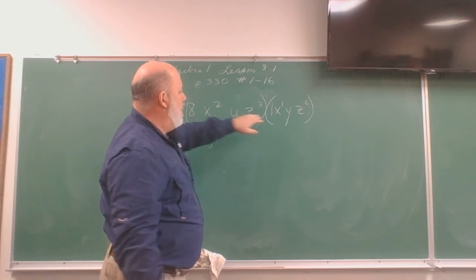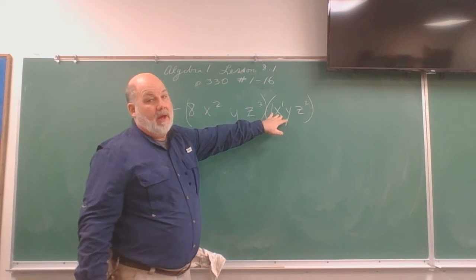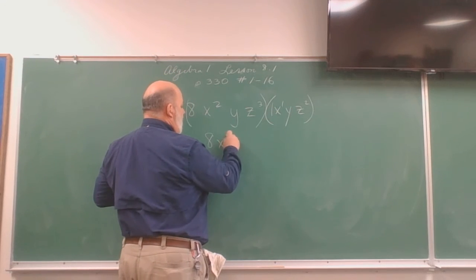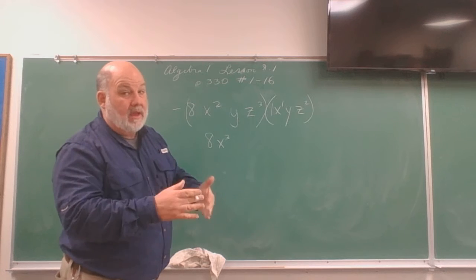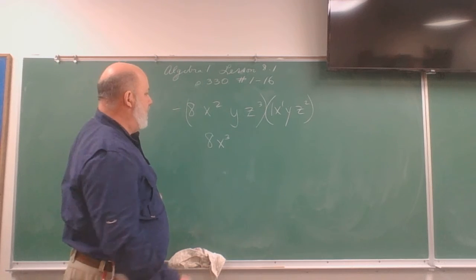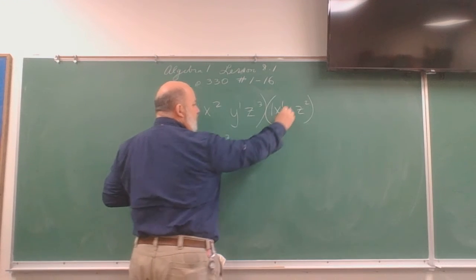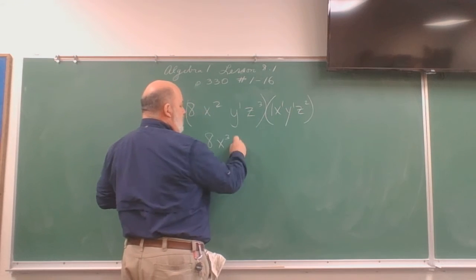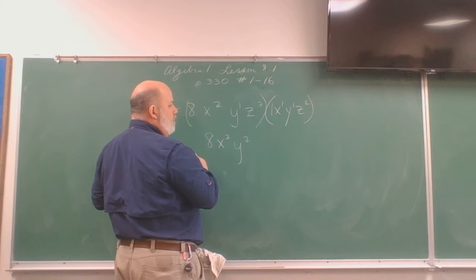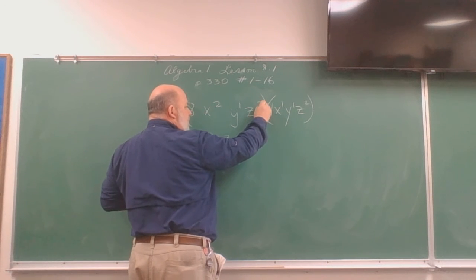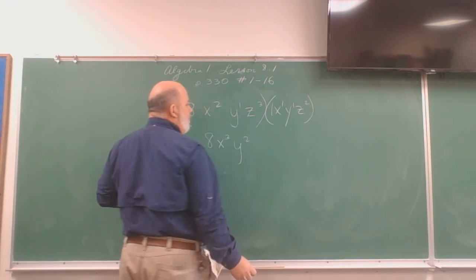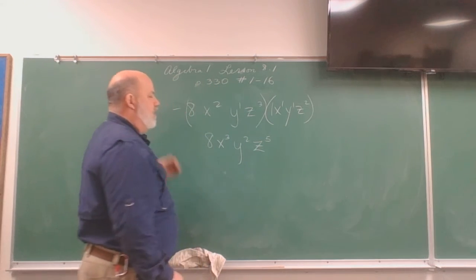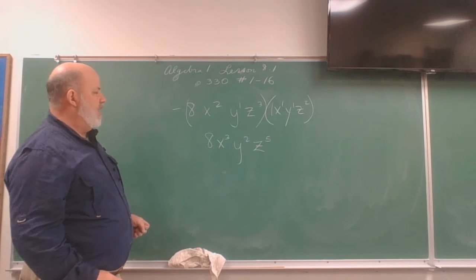X squared and x to the 1 get combined. 2 plus 1 gives me x to the 3. Do not put 3x. It's x with a little 3 for a power. This is y to the 1, and this is y to the 1. Y to the 1 times y to the 1 gives me y to the 2 power. And here I have z cubed. It gets combined with that z squared, and it gives me z to the 5. 3 plus 2 is 5.